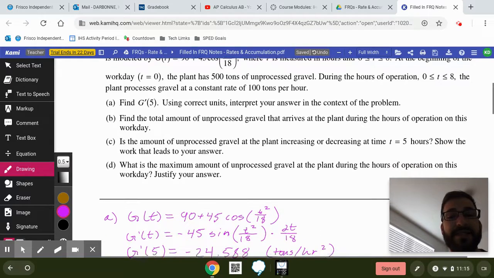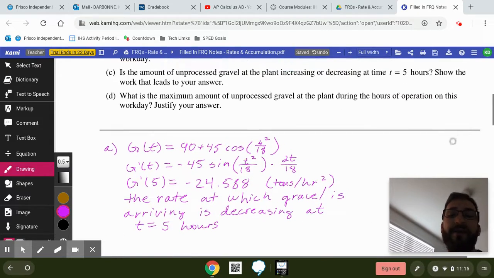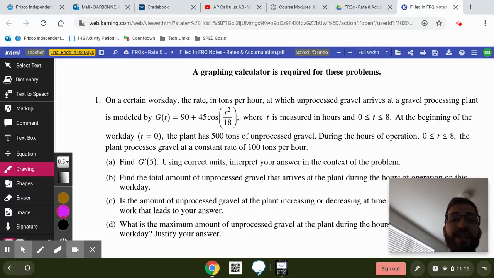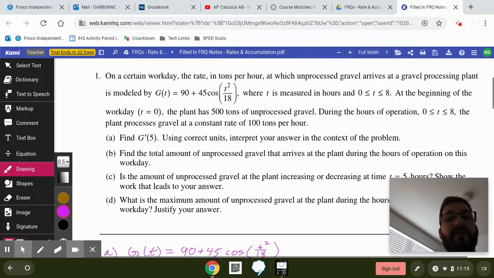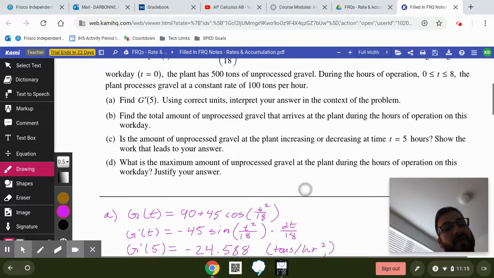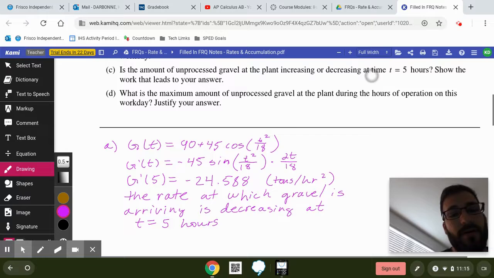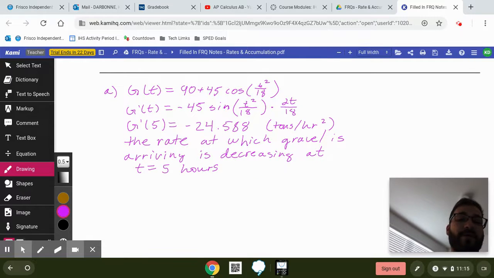Okay. The second piece, I knew it was the rate of a rate because I read back what it actually told us g of t was. G of t is the rate at which unprocessed gravel arrives. So if I found the derivative of that, it's the rate of a rate. Remember we have our position, which is our original function, velocity, which is the first derivative, and then acceleration, which is the second derivative. They gave us the velocity, that first derivative. We found the second derivative, even though we technically found g prime. Okay. So that's how I knew it was the rate of the rate. Because it's negative, it means it's decreasing.